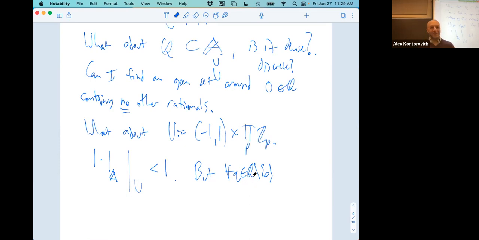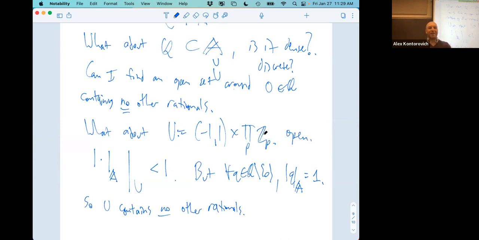But for any rational number, any rational number except 0, we know that its Adelic absolute value is exactly equal to 1. So this is disjoint. U contains no other rationals. And it's open. It's one of the basis elements. I've got an open set in R and open sets in Z_p at all the primes.